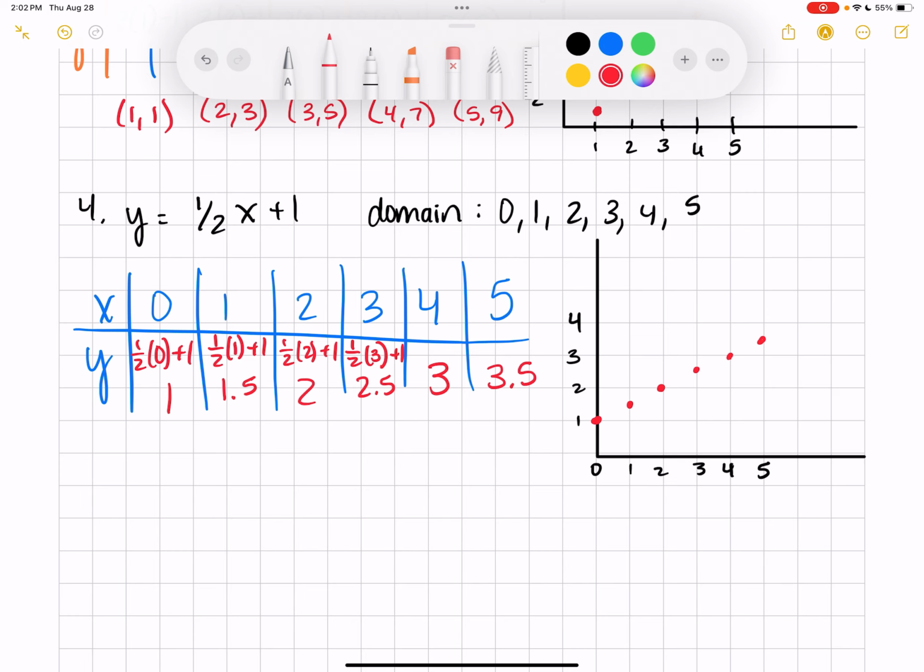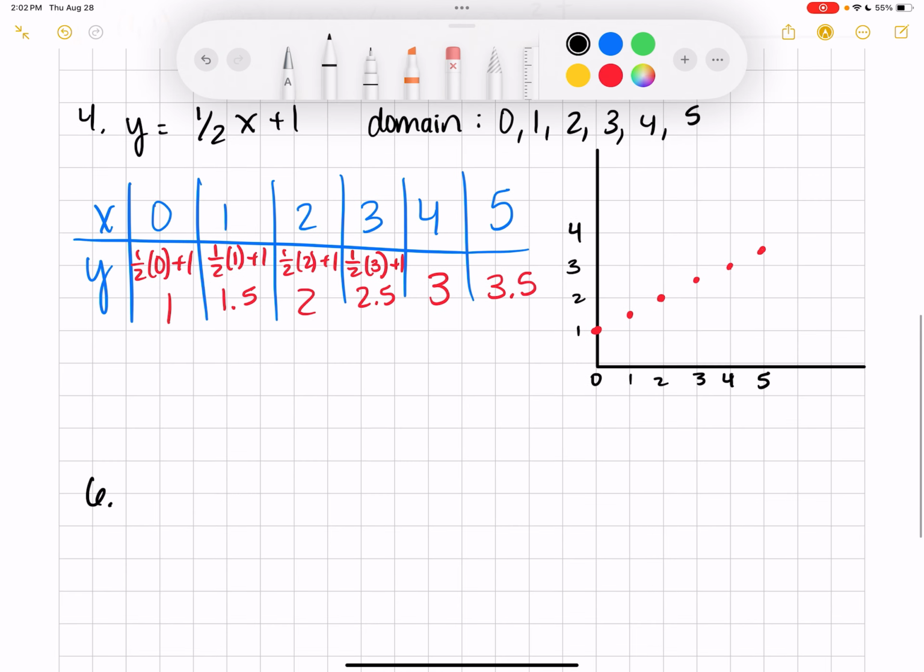All right. 6. Y equals 3x minus 1. The domain is 1 through 5.